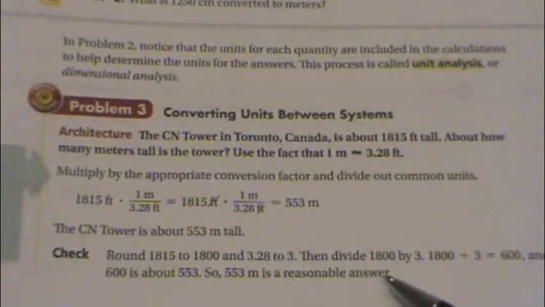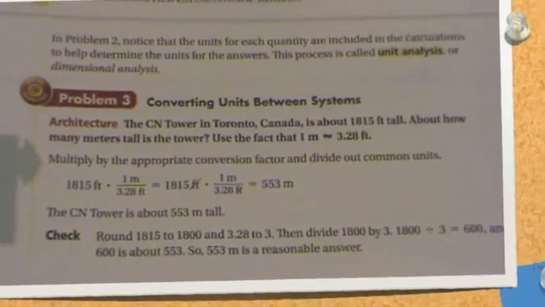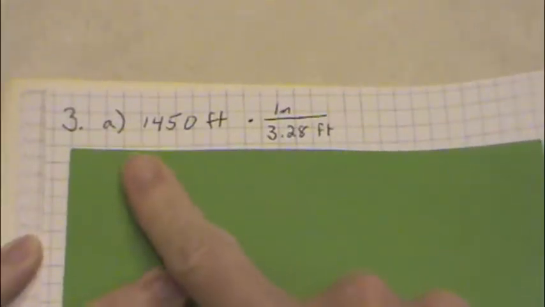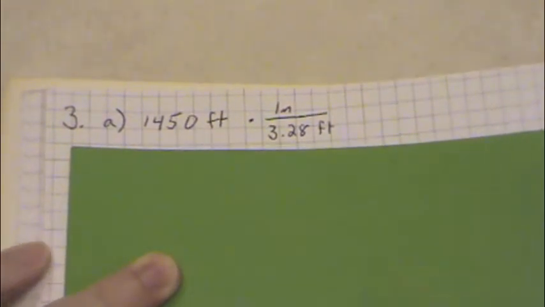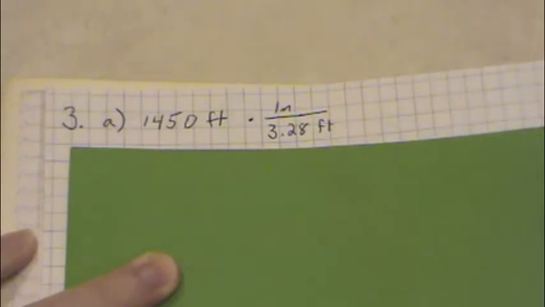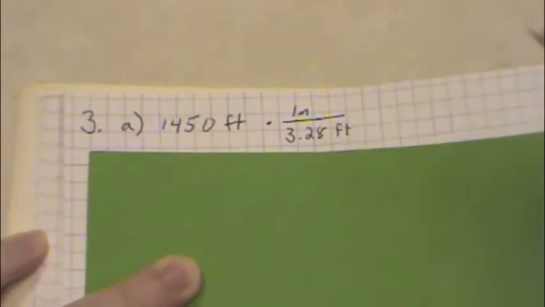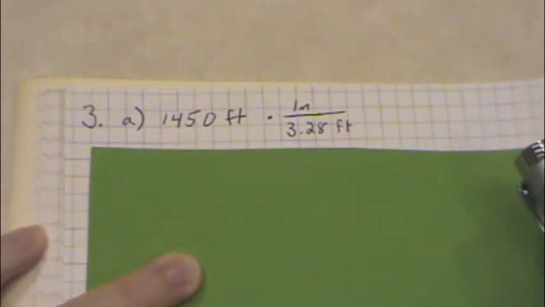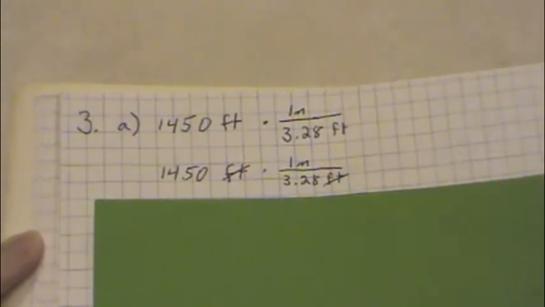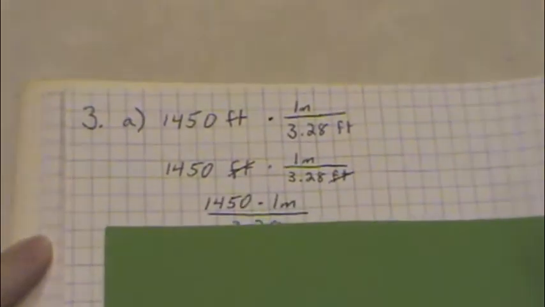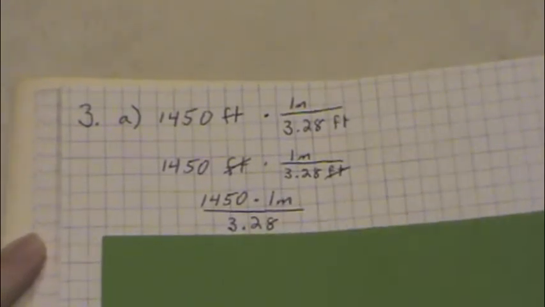Then they go through the process to check it. Let's turn the page and do the next problem. Problem 3, letter A. We know that a building is 1,450 feet tall, and we want to find out how many meters it is. So here's our conversion factor, 1 meter over 3.28 feet. Keep all your labels in place, because then feet cancel out. You end up with 1,450 times 1 meter over 3.28.